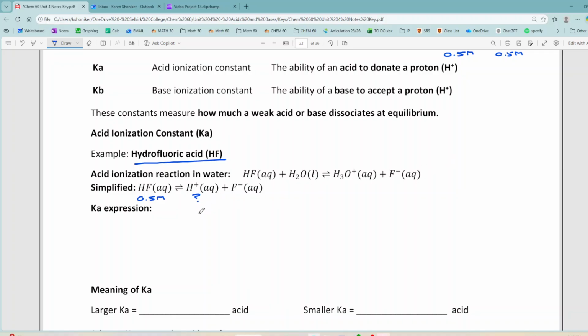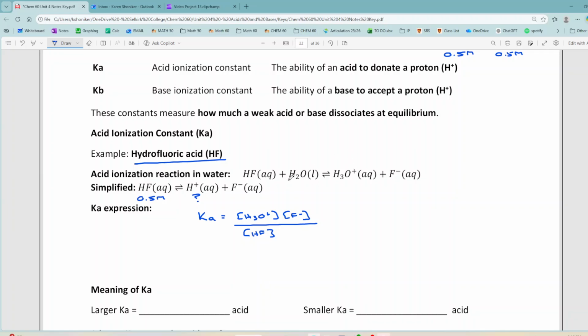Well, the Ka expression is the same as doing Keq or Ksp, where it's the concentration of the products over the concentration of the reactants. So let's go for the acid ionization reaction in water. In this case, it would be the hydronium ions in the products times the fluoride ions. And then in my reactants, I would include the HF. But do I include the water? What do you notice about the water?